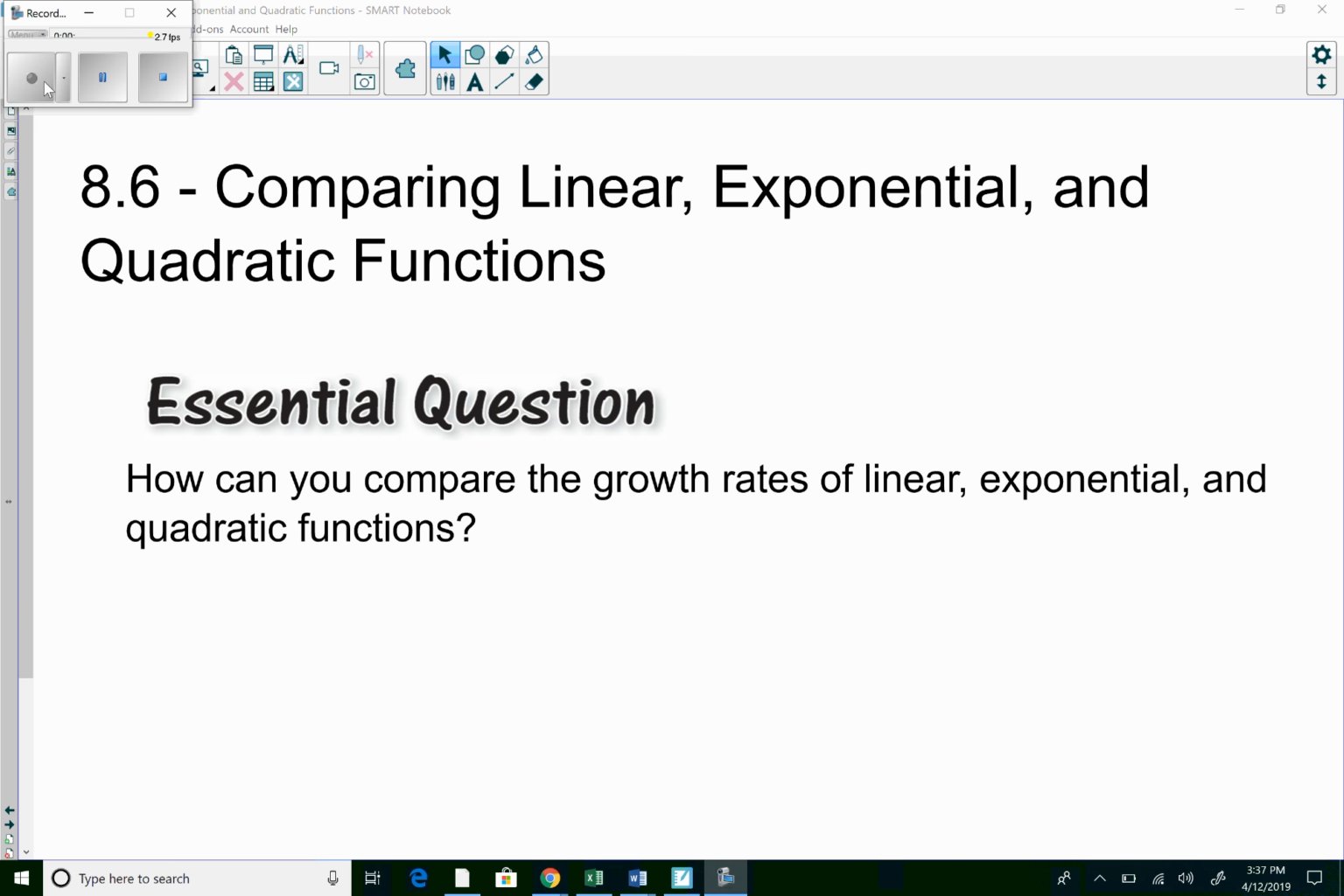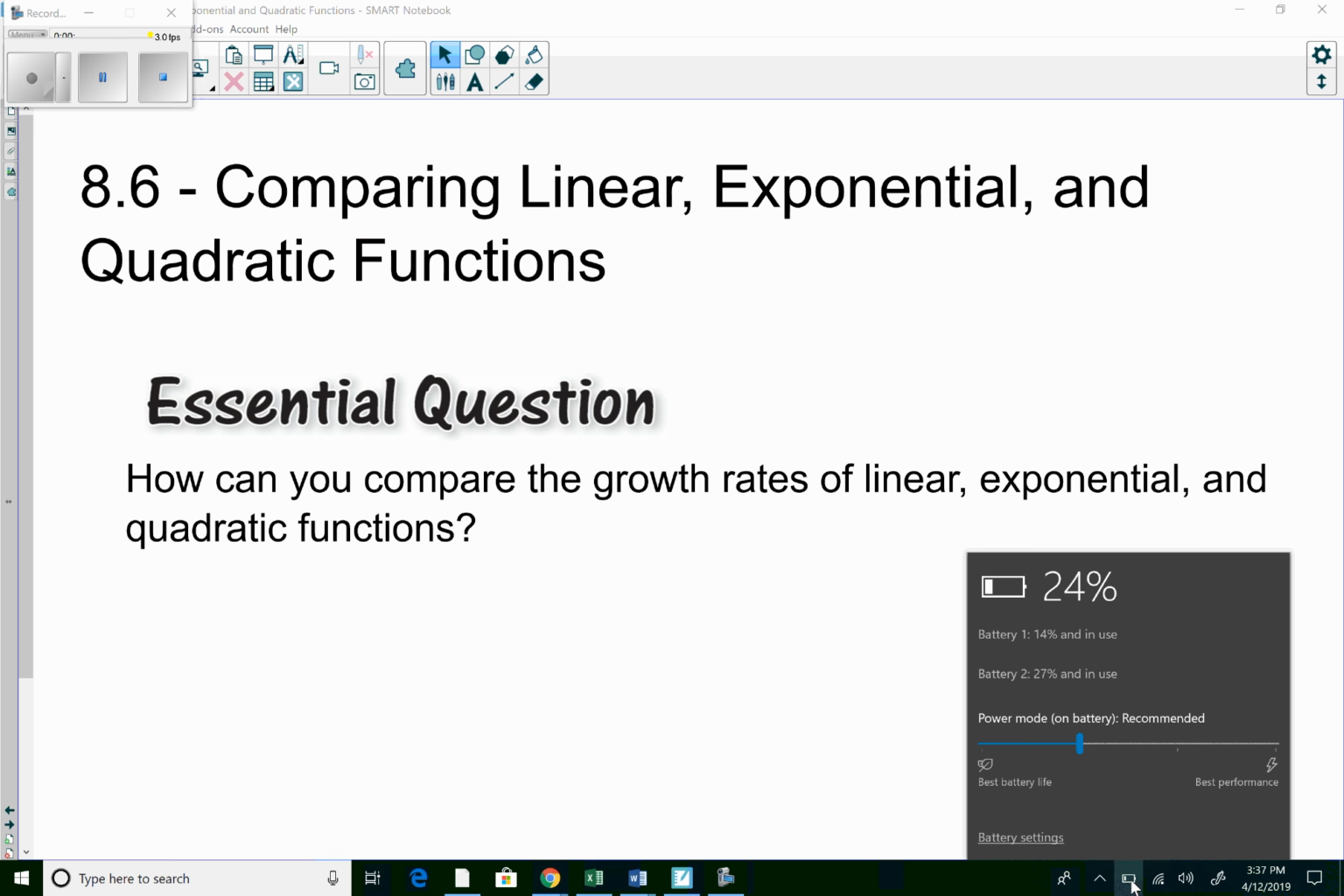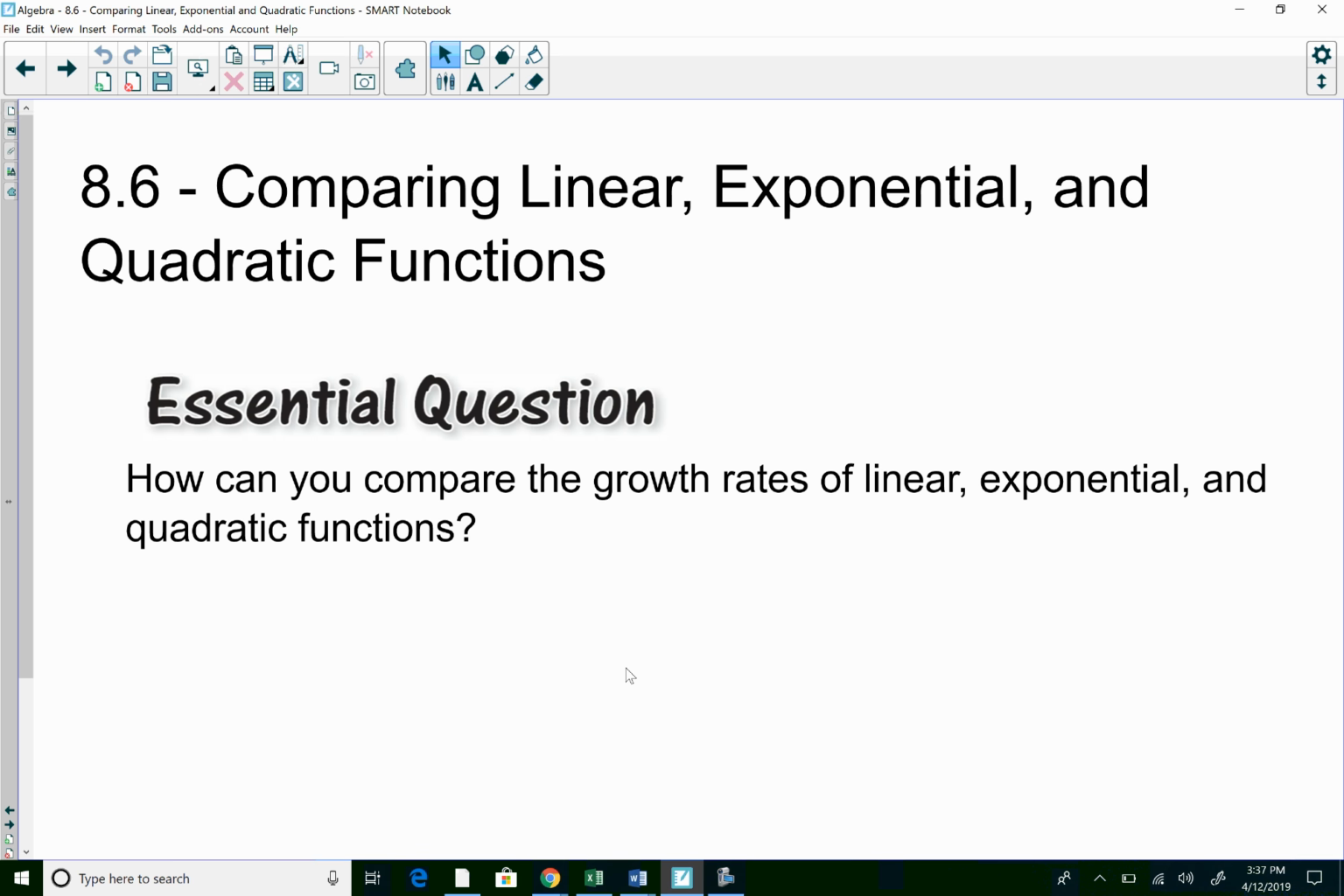Hey guys, all right, so here's the deal. My computer is currently at 24%, so I'm going to go through this rather quickly so that I can make sure that my computer doesn't die, but we still get this in.